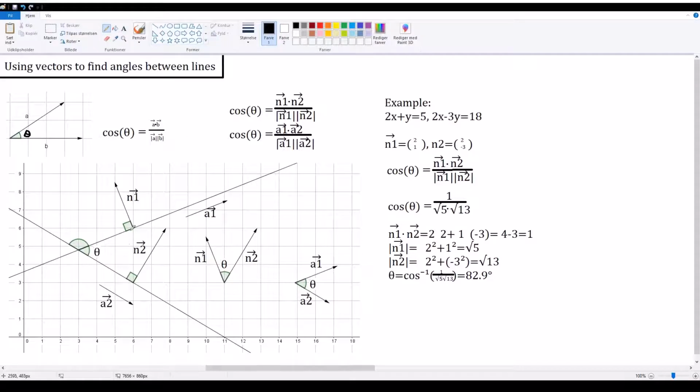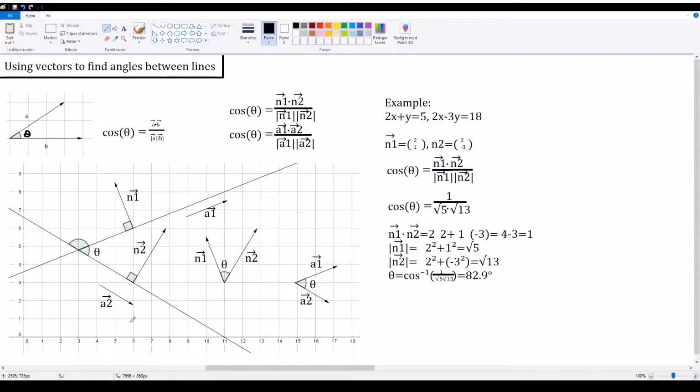Here we draw an example of two lines intersecting where we want to find the angle between the two lines. We want to find the angle between the two normals and the two directional vectors, so we put them next to each other as seen here. As you can see, the angle between the two directional vectors is equivalent to the acute angle of these two lines.